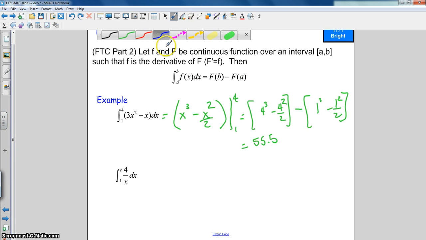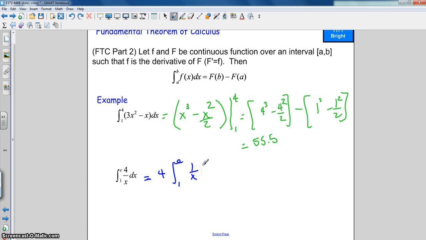Now we repeat that same process down here. We have to first think about what is the antiderivative of 4 over x. Remember, I could write this as 4 times the integral from 1 to e of 1 over x dx, using the basic properties of integrals that we discussed last time. And then I have 4, and this is the derivative of the natural log function, so my antiderivative is natural log of the absolute value of x, and then I evaluate this from 1 to e.